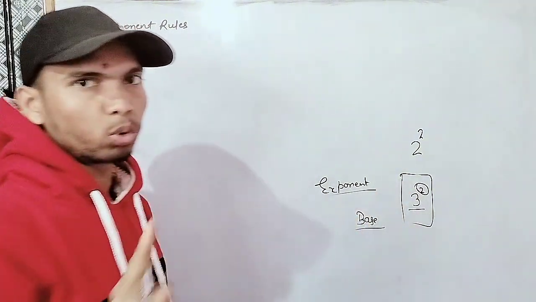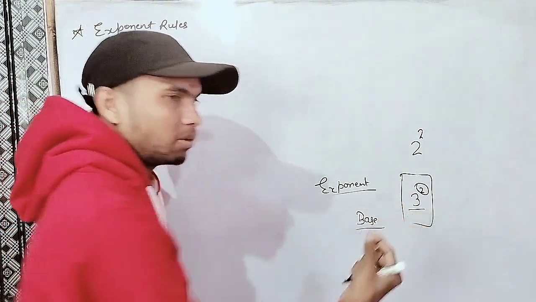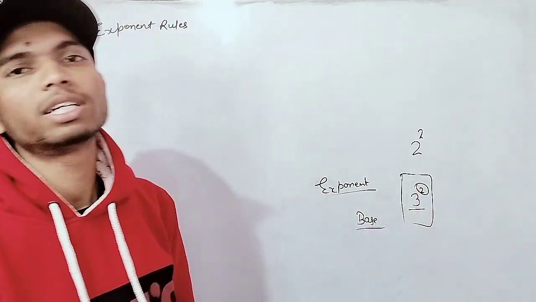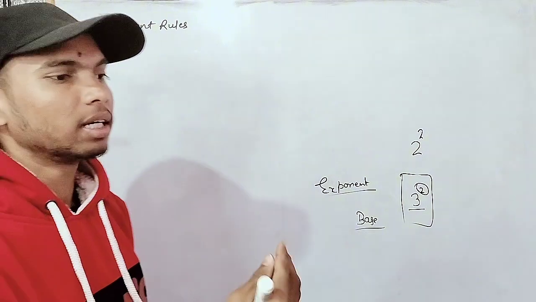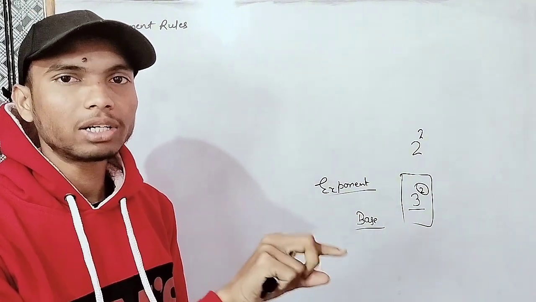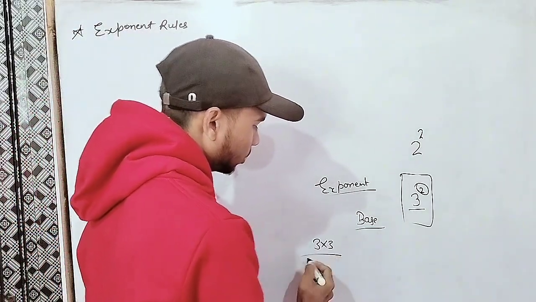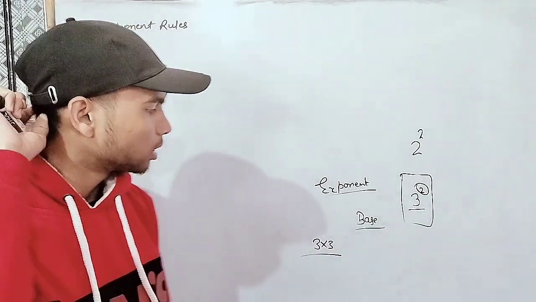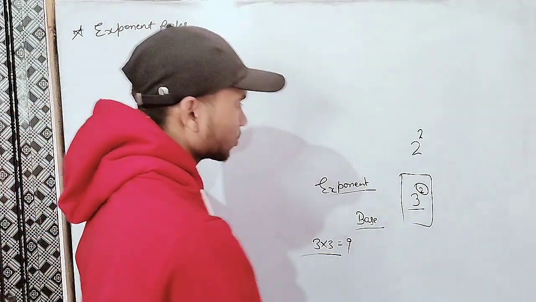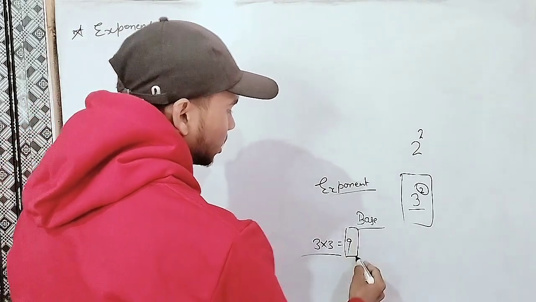I am talking about the 2, not 3. 3 is our base. So how many times will we write our base? 2 times. Exponent is saying that you have a base, so you will write the base 2 times. How many times? 2 times. 1, 2. 3 times 3 will be, as you know, 9. This is our result.